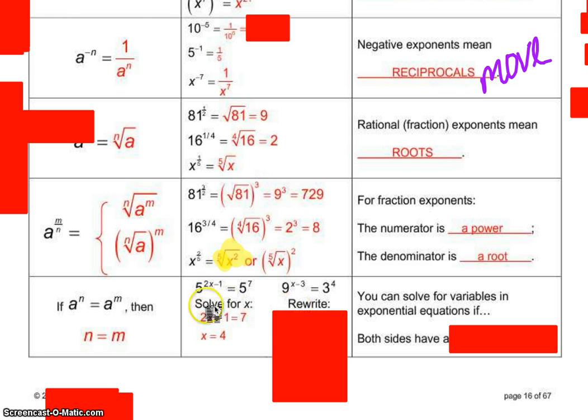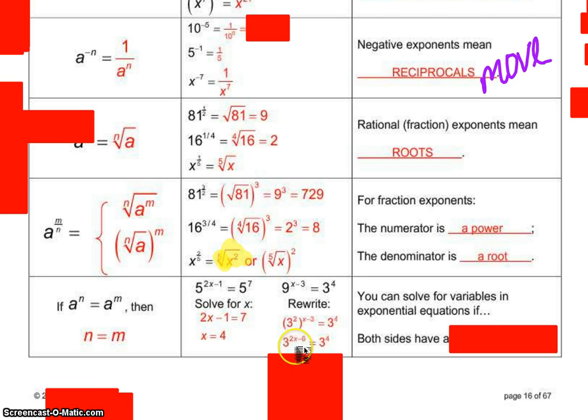Now, you have to have the same base for that to happen. So on this one, you've got a base of 9 and a base of 3. You've got to first rewrite this one as 3 squared. So it's 3 squared to the x minus 3. Then you've got to remember, a power to a power, you're going to multiply. And it becomes 3 to the 2x minus 6 equals 3 to the 4th. Our bases are the same. You make an equation, 2x minus 6 equals 4. Add your 6, 2x is equal to 10, divide by 2, and x is equal to 5.